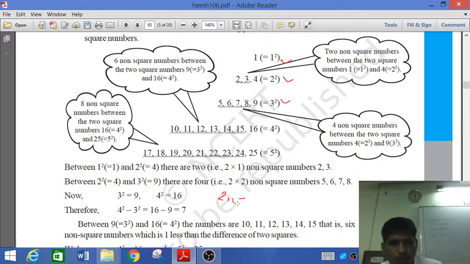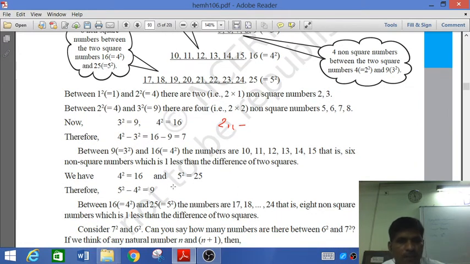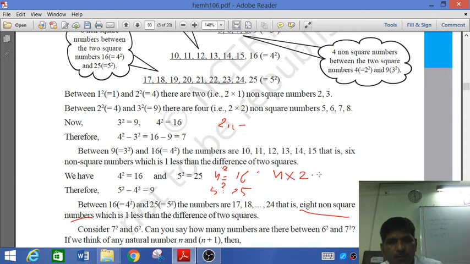Okay, one more example is given here. If you see properly, 4 square is 16, 5 square is 25. So between them 8 non-square numbers are there. We know that 4 into 2, the formula is 2n, so 8 numbers are between 16 and 25.